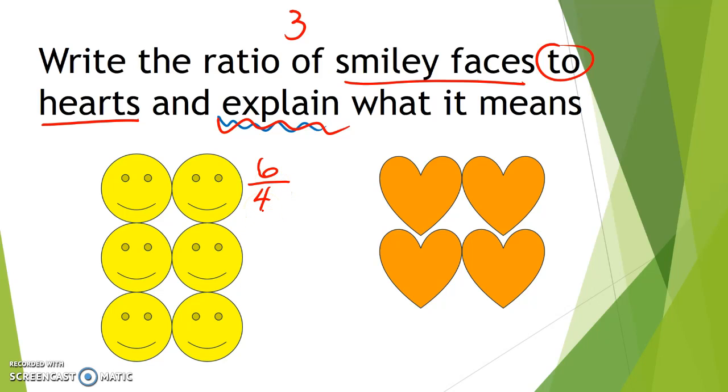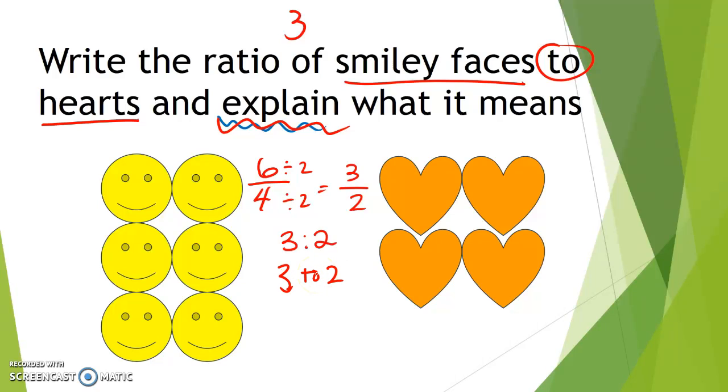And we always want to simplify our ratios. So 6 to 4 we can actually simplify by dividing both by 2. And we get 3 to 2. Then we can take that fraction form, write it in colon form. So 3 colon 2. And then also using the word "to" to compare those. So we've got fraction form, colon form, and then the word "to".